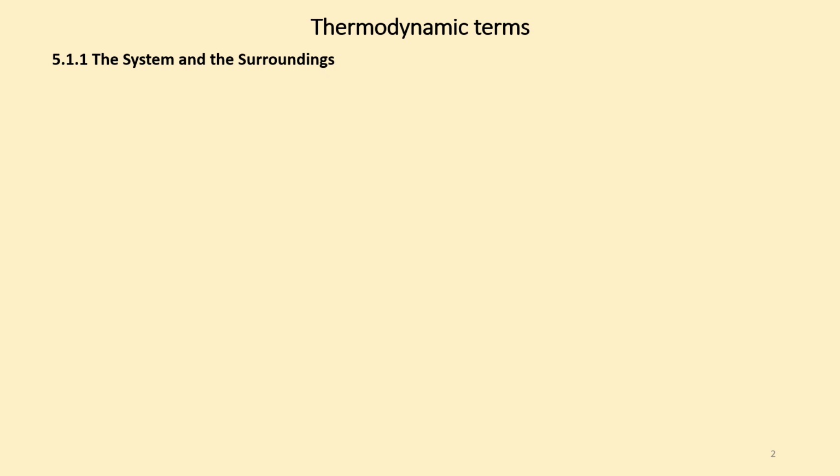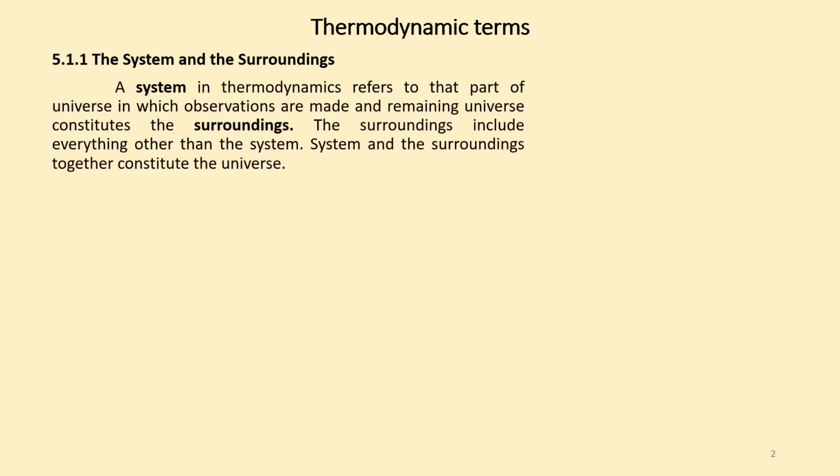The system and the surroundings. A system in thermodynamics refers to that part of the universe in which observations are made, and the remaining universe constitutes the surroundings. The surroundings include everything other than the system under consideration. System and the surroundings together constitute the universe.